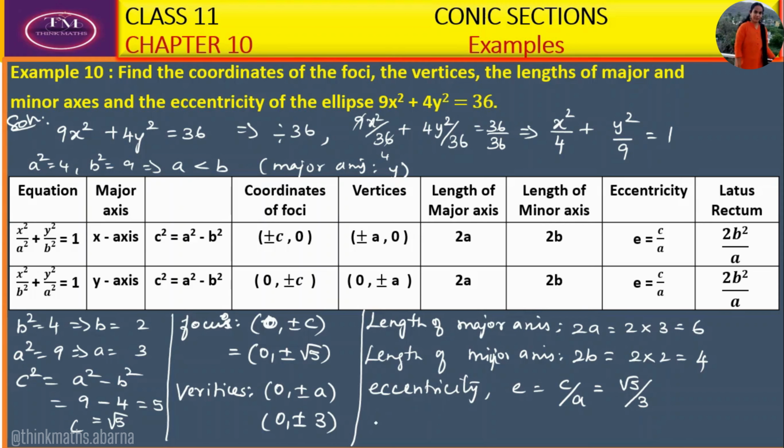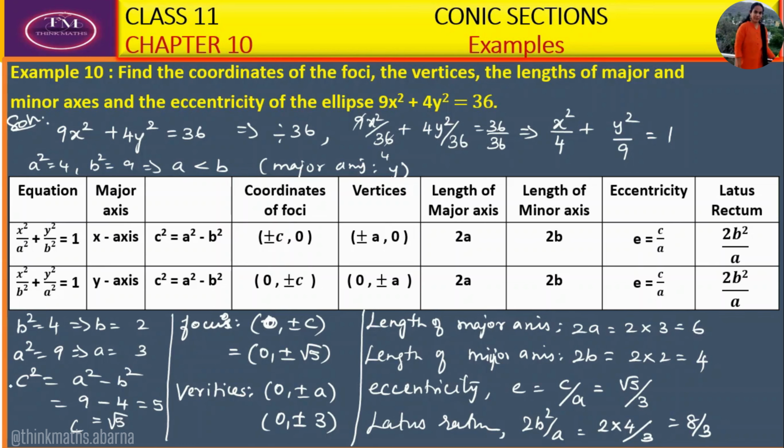Latus rectum is not asked, so you can find it out. If I find out, it is 2b square by A. So 2 into, what is b square? B square is 4. 4 by, what is A? It is 3. So it is 8 by 3. Okay. Just you have to know what is the major axis. Then according to that, focus and vertices will change. Then all other formulas are same. So if you substitute the values in the formula, you will get all the values.